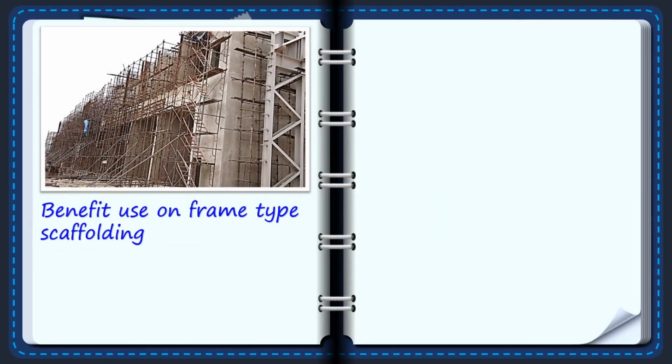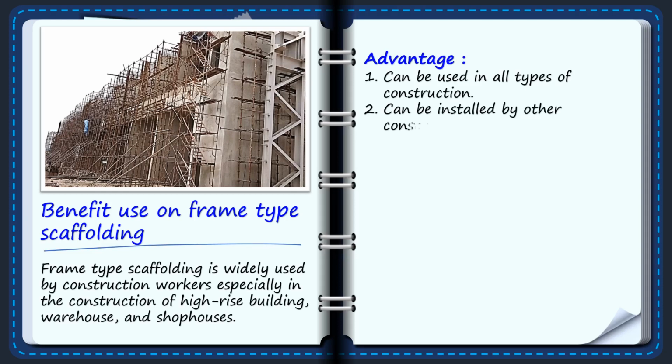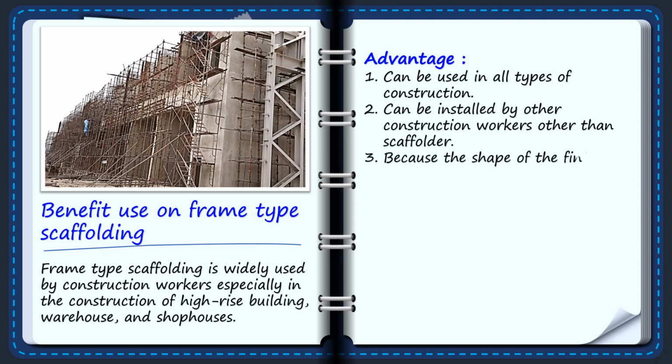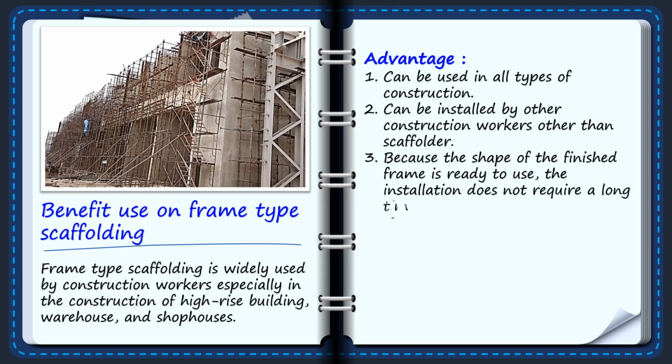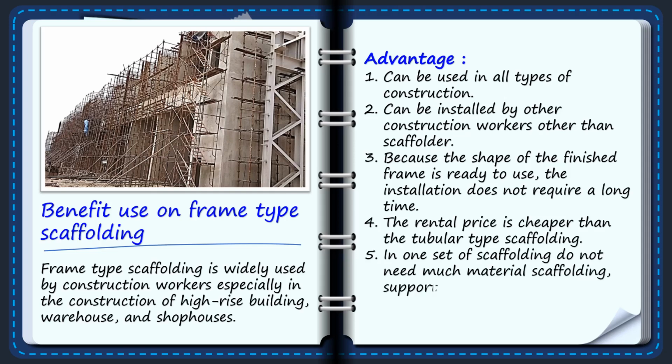Benefits of frame type scaffolding. Advantages. 1. Can be used in all types of construction. 2. Can be installed by other construction workers other than scaffolders. 3. Because the shape of the finished frame is ready to use, the installation does not require a long time. 4. The rental price is cheaper than the tubular type scaffolding. 5. In one set of scaffolding, you do not need much scaffolding material, supporting material, and tools.